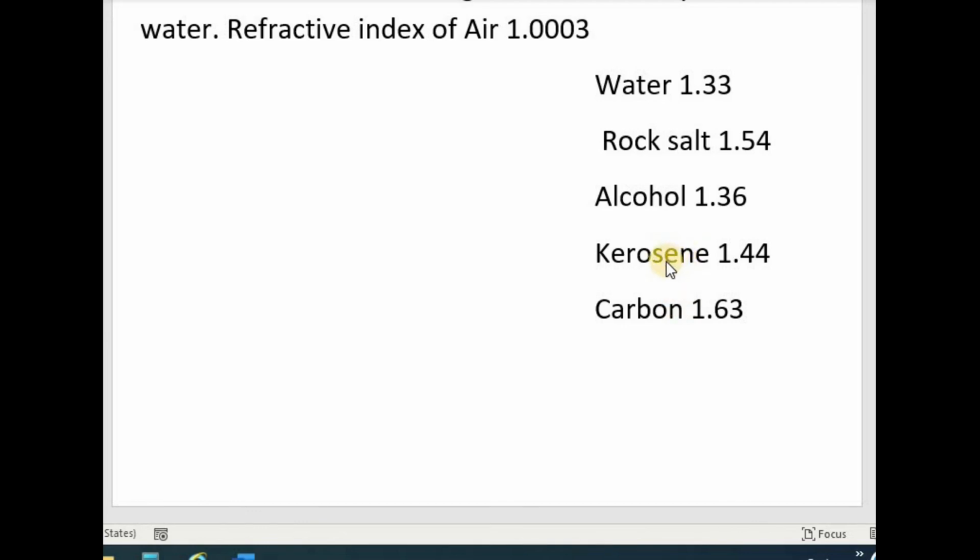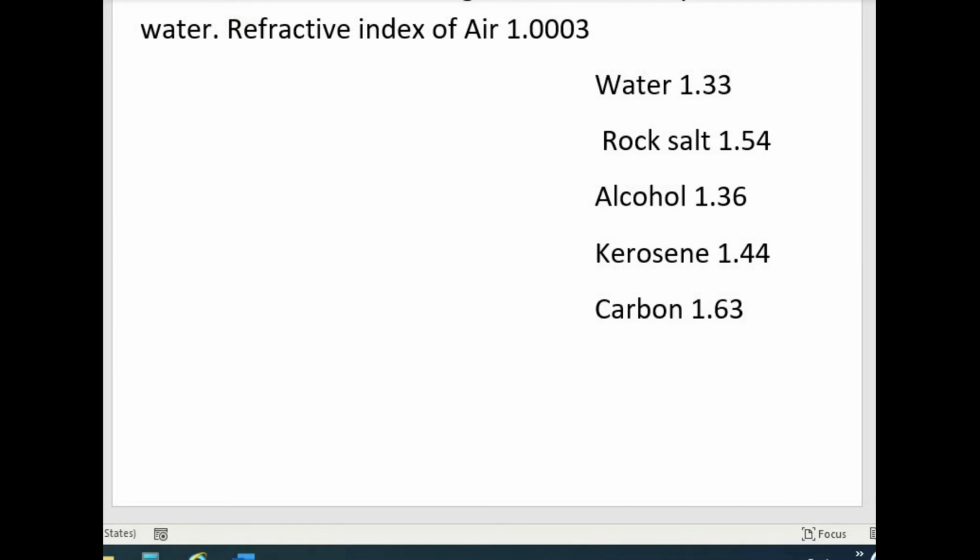Between kerosene and air, kerosene has more optical density and air has less optical density. Hence, air is a rarer medium and kerosene is a denser medium. In the case of water and kerosene, the normal density is more for water, but the optical density is higher for kerosene. In the normal case, kerosene is less dense than water, but the optical density of kerosene is larger compared to water.